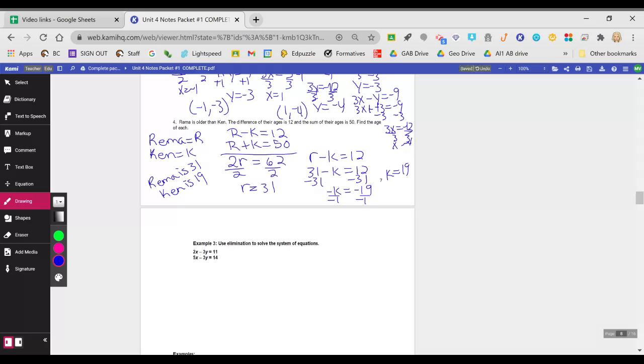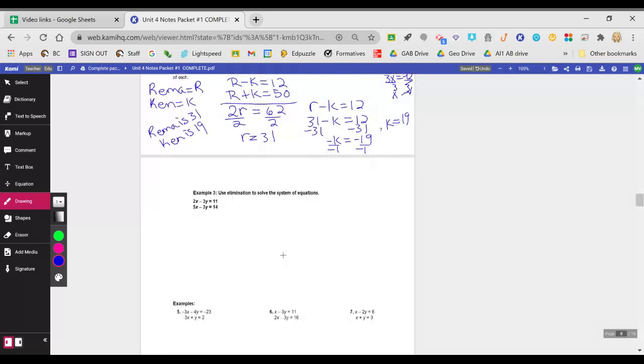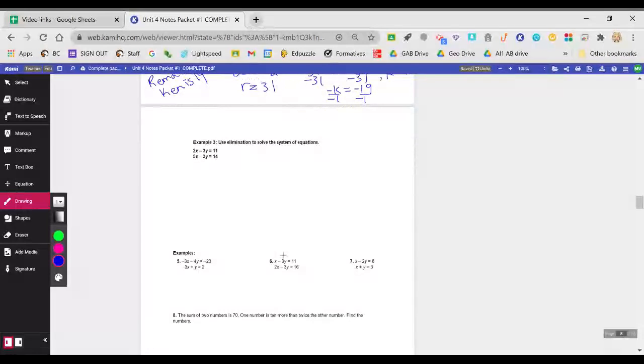So now if I look at example 3, I don't have opposites if I add, but if I look at the y's, I almost have opposites. So what I can do is I can use subtraction. So I'm going to subtract the bottom equation from the top. Now when you're subtracting, you have to subtract everything.